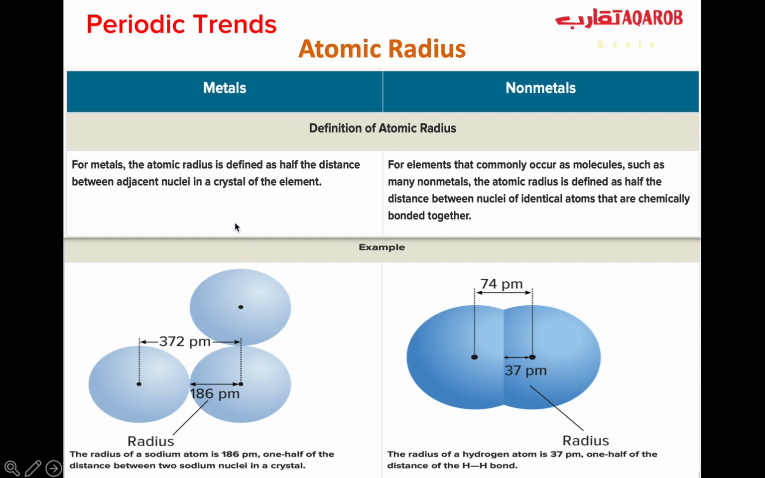Again, for a metal, the atomic radius is defined as half the distance between adjacent nuclei in a crystal of the element. For non-metals, for elements that commonly occur as molecules, like H2, O2, the atomic radius is defined as half the distance between the nuclei of identical atoms that are chemically bonded together. So they are bonded together like this.